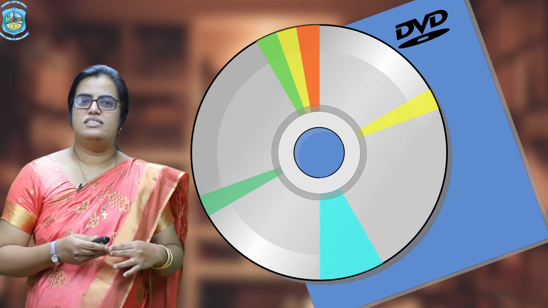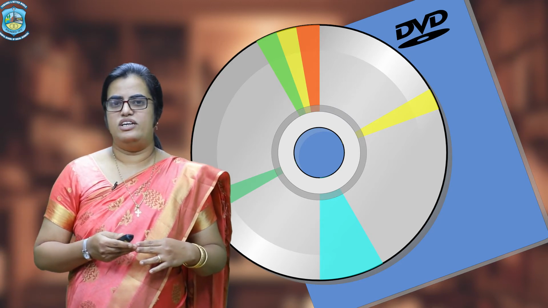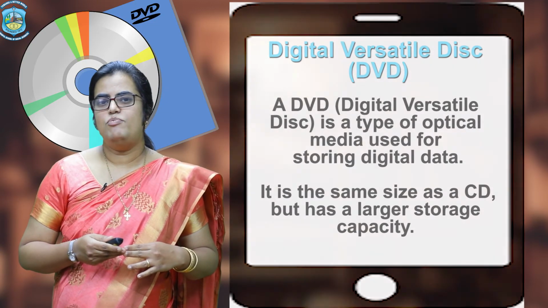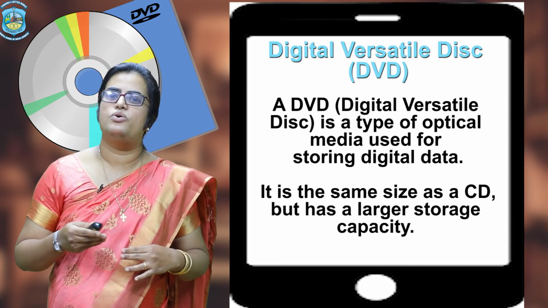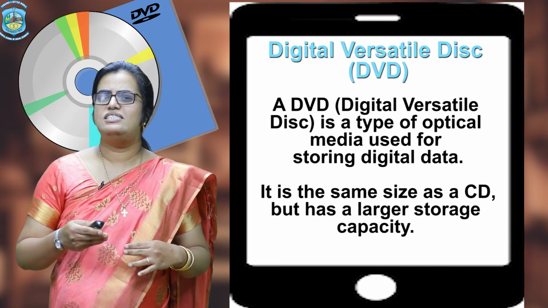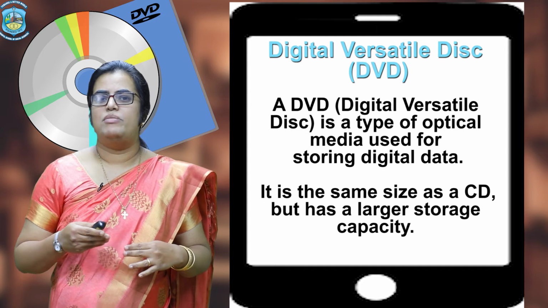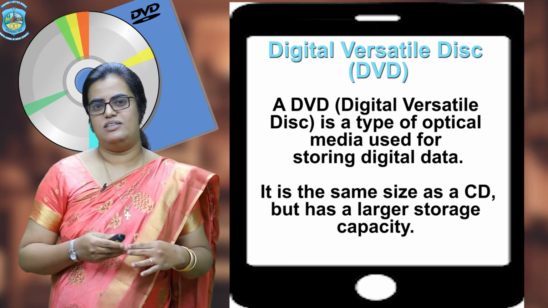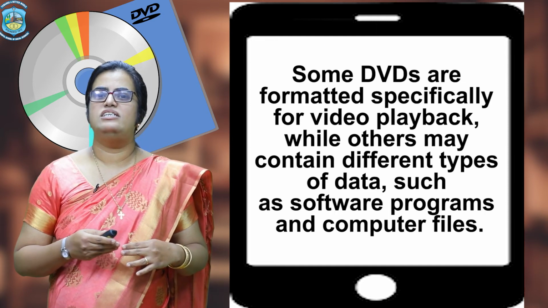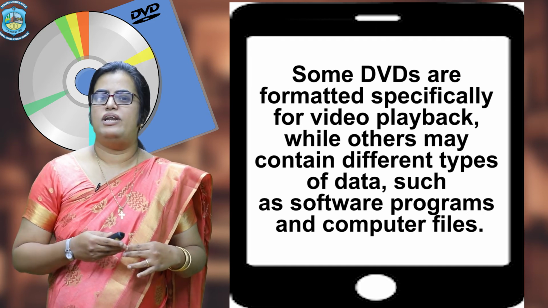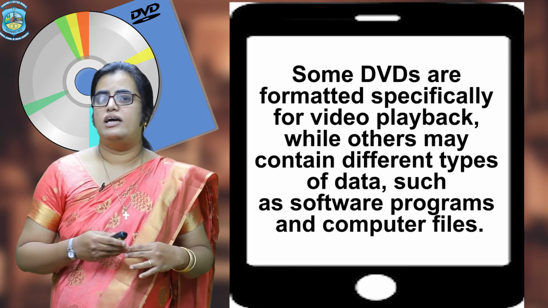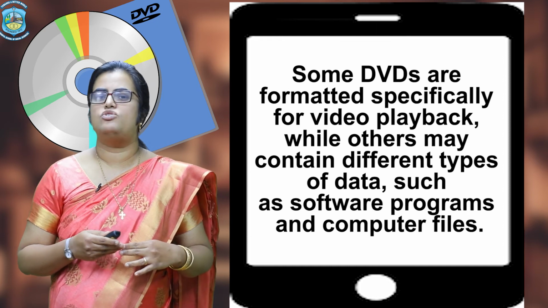The next device is a digital versatile disc or a DVD. It is a type of optical media used for storing digital data. It is the same size as a CD but has a larger storage capacity. Some DVDs are formatted specifically for video playback, while others may contain different types of data such as software programs and computer files.